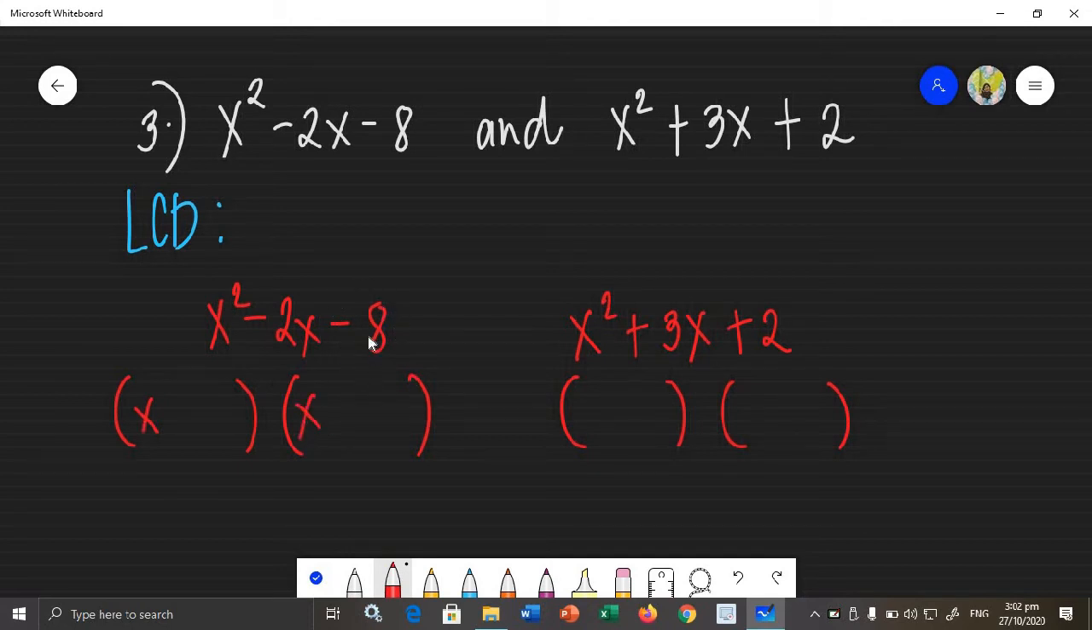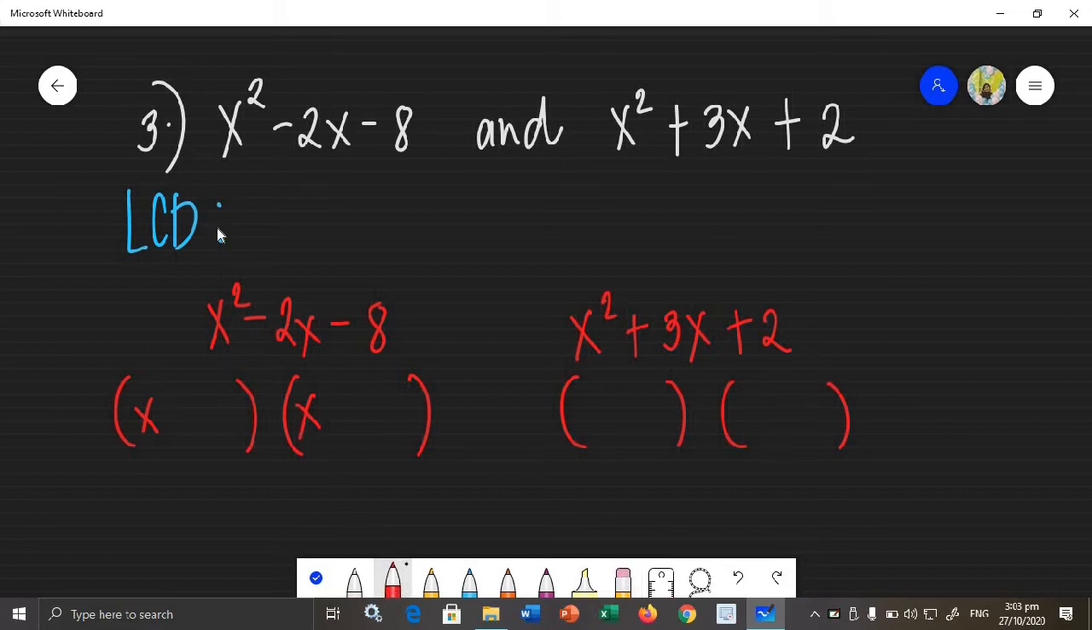Now, here, may condition dito. Ano yung factors ni negative 8 na kapag minultiply mo, negative 8 yung sagot, pag inadd mo, negative 2 yung sagot? So, let's try negative 8 and positive 1. Negative 8 times 1, yes, we did get the third term, negative 8. But when we add negative 8 and 1, negative 2 ba ang sagot? No. The answer is negative 7. Therefore, your factors are not correct. Kaya, sinabi ko na trial and error. You should try until you come up with the correct factors.